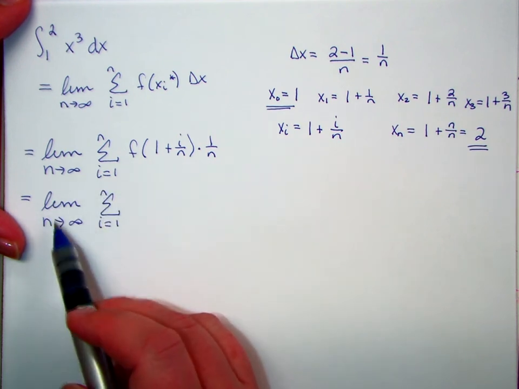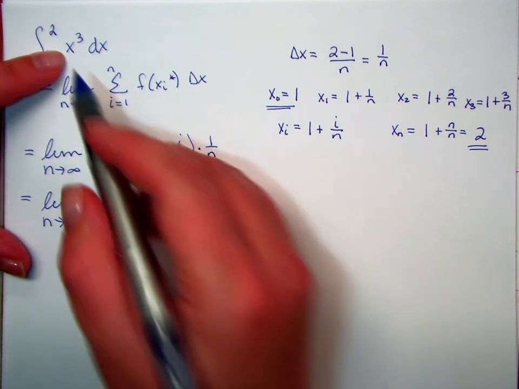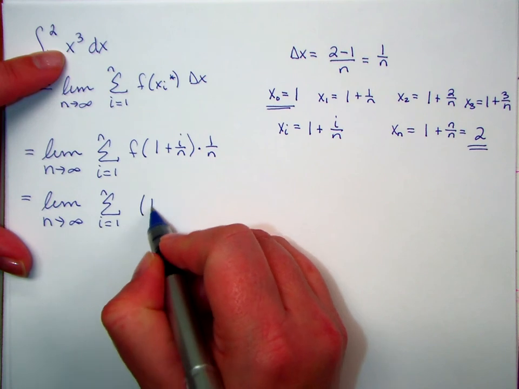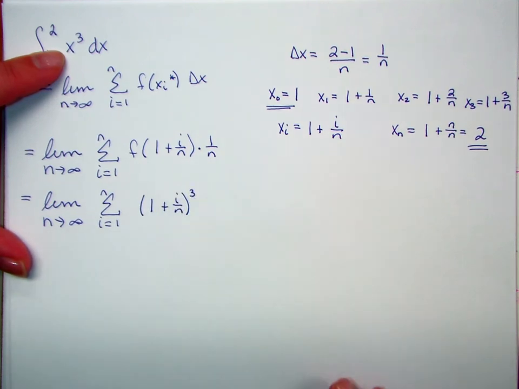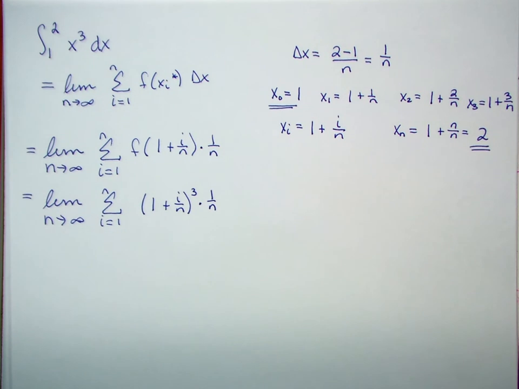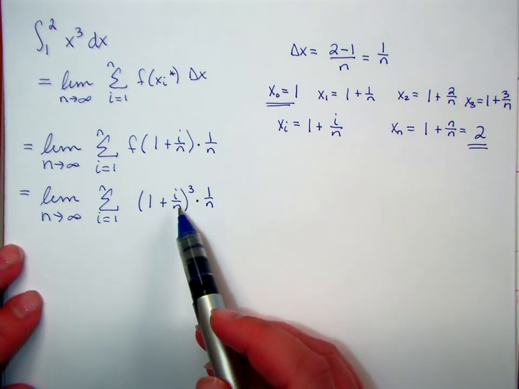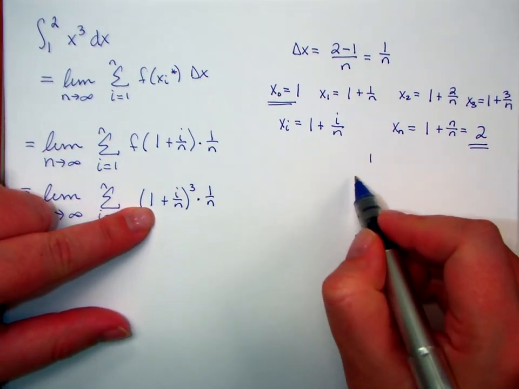Right? Bring along the limit, bring along the sum. Now plug 1 plus i over n into the function. So we're going to get (1 plus i over n) cubed times 1 over n, right? So here's where that Pascal's triangle really helps. We are going to have to cube this out, right? So remember the third row.